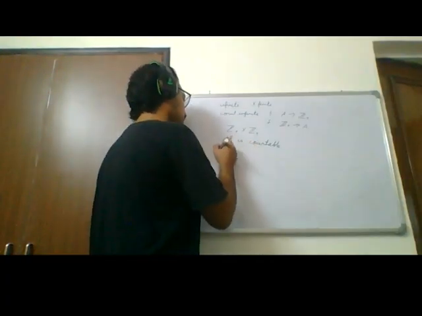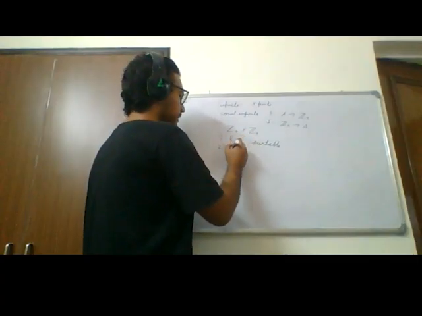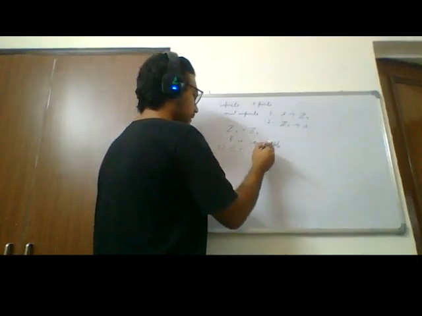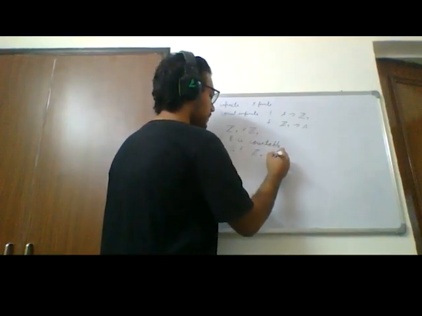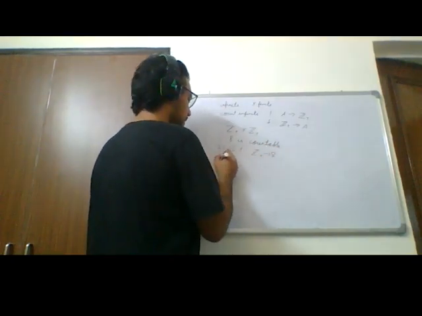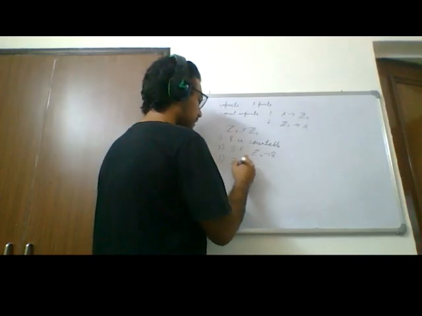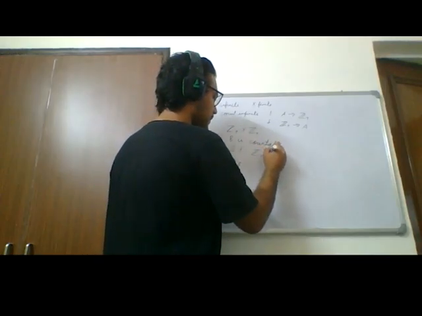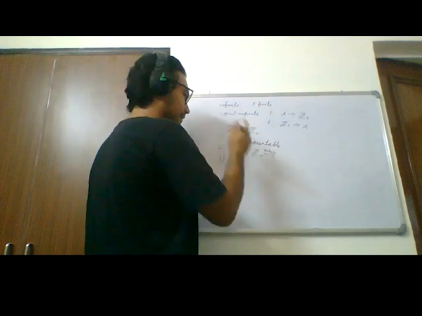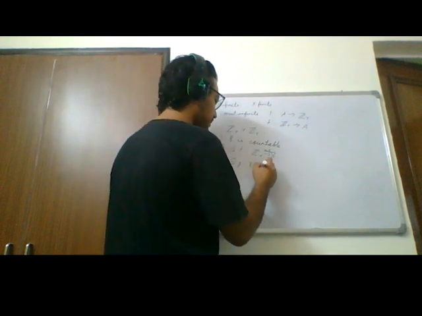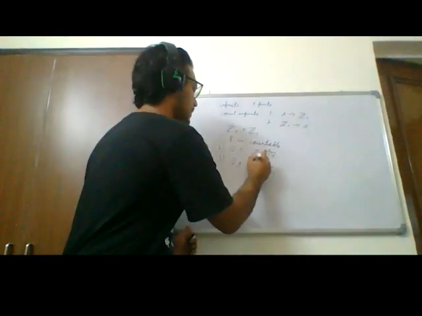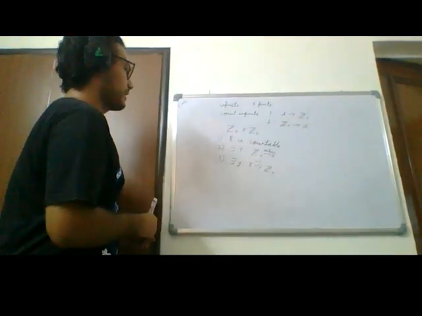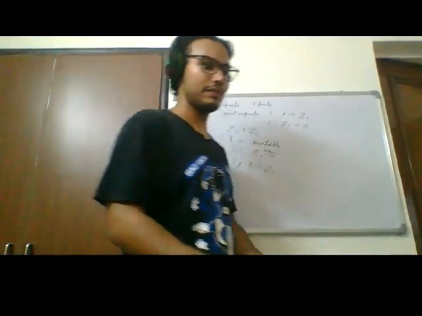Second, there exists an f that's surjective from Z plus to B, and three, there exists a g that's injective from B to Z plus. So that's the equivalence criteria. So let's try proving this.